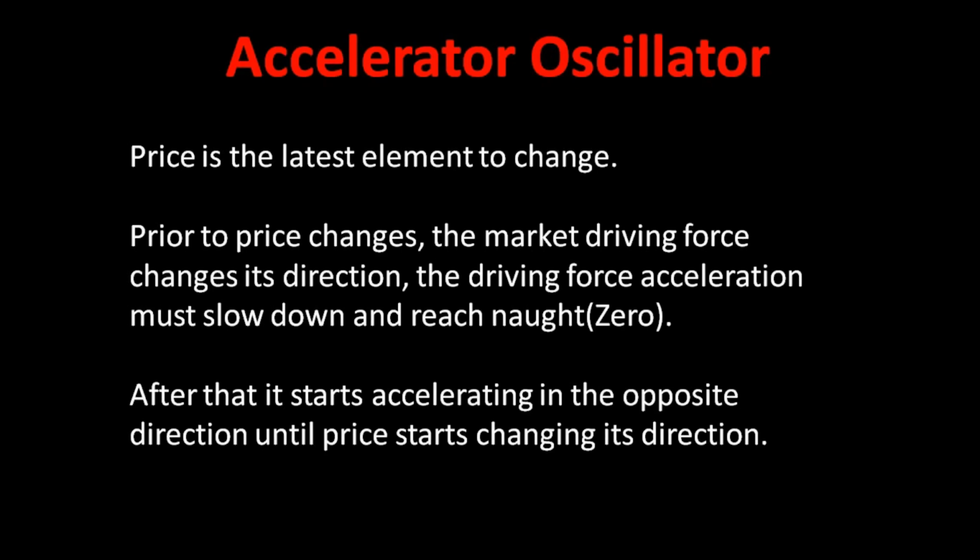Suppose the price is going up and buyers are there. If you want to move to a selling position, the buyers' force will come down and the sellers' force will increase. Then only the price direction will change. After that, it starts oscillating in the opposite direction until the price starts changing its direction.